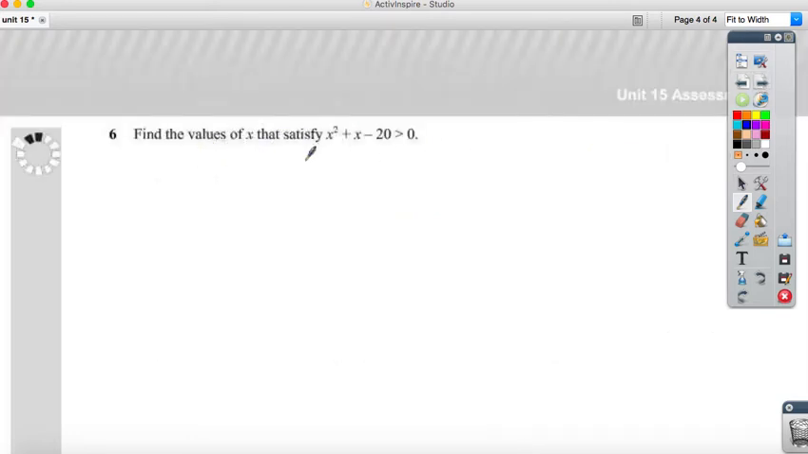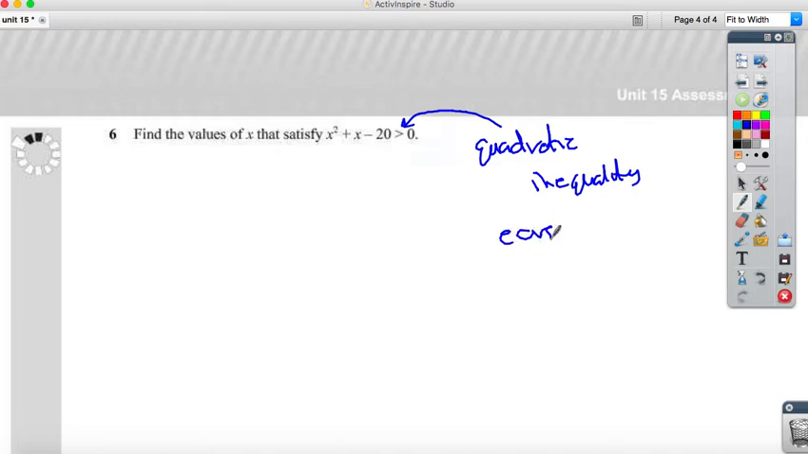Find the values of x that satisfy this. So the values of x that satisfy, so when is it greater than 0? In your books, this is one of those quadratic inequalities. It'll be in your contents page. And the idea I gave you is either the ears or the mouth. Right, so first we have to draw it.